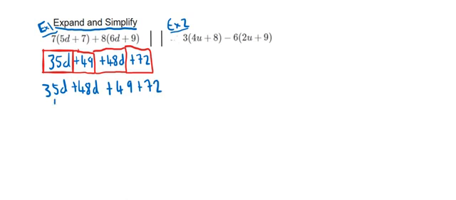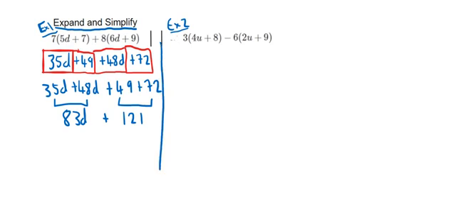So 35d plus 48d would be 83d. 35 plus 48 is 83, and 49 plus 72 would be 121. So that's my answer to the first example. Remember, I can't add the 83 and the 121, because they're not like terms. 83 has d beside it and 121 is on its own.